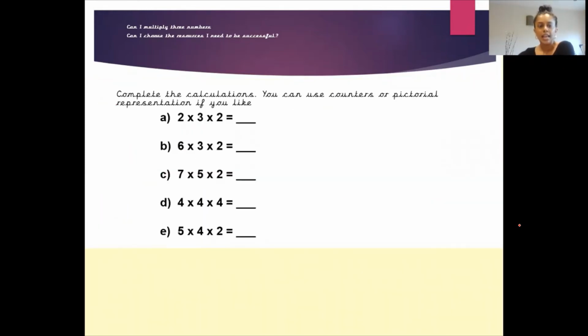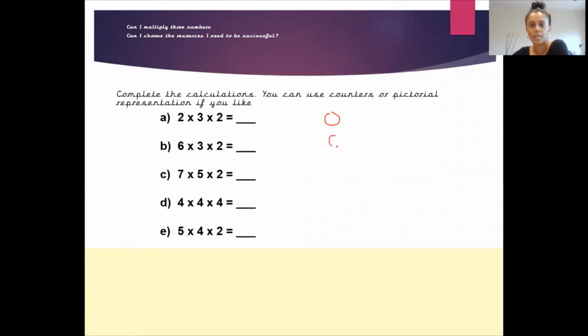So here you have some calculations to complete. You can use counters or pictorial representations. This is totally up to you. So you might want to draw an array. For example, if I was doing 2 times 3 times 2, my array will look like this.